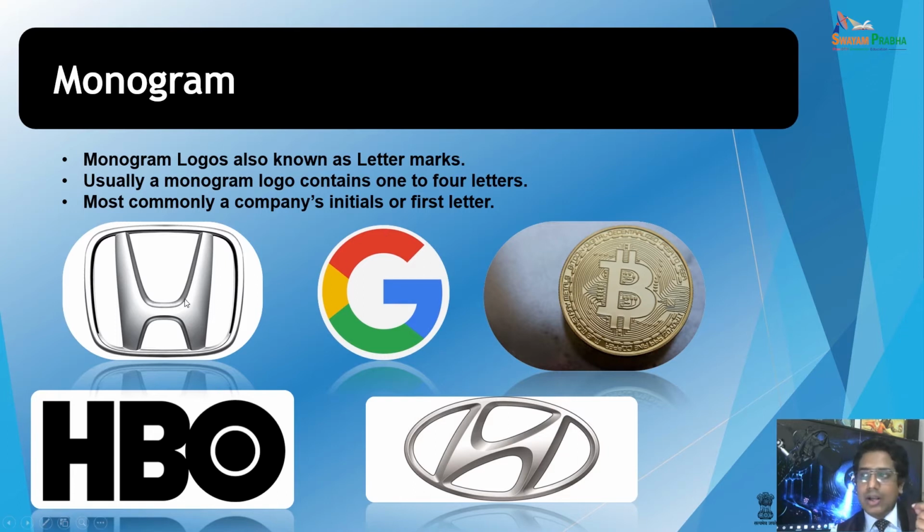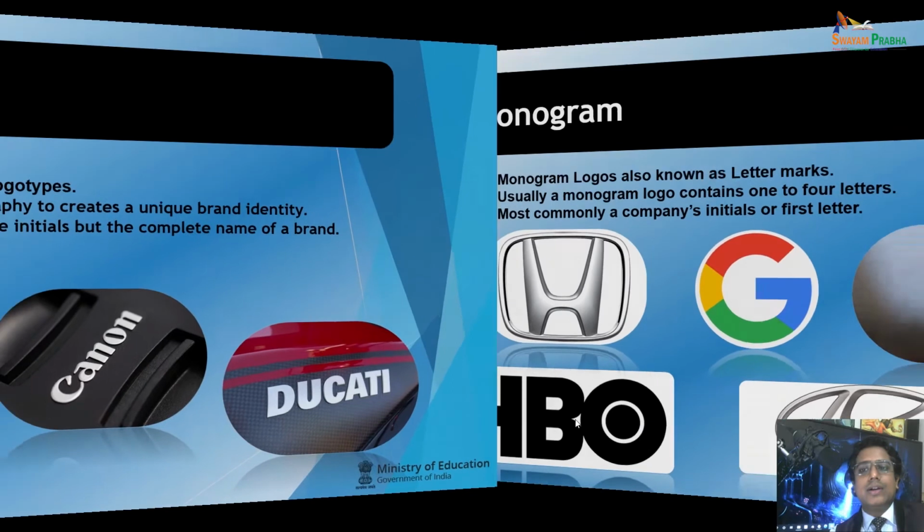Like this is the logo of Honda. Bitcoin, B is the initial. Google, G. HBO, 3 letters. Hyundai, again starting with H. So these are some examples of monogram, right? So let us move to the next.